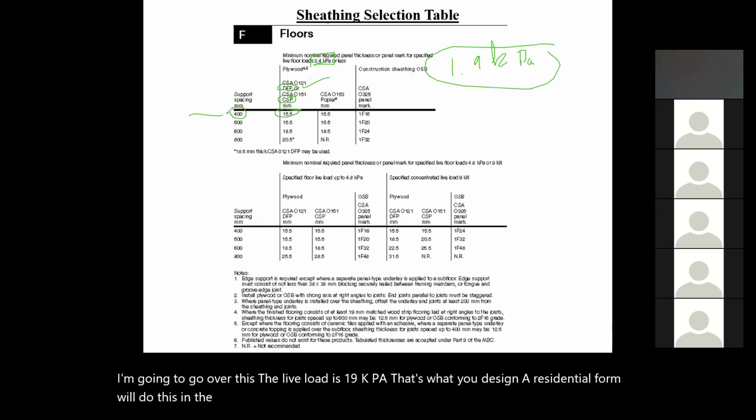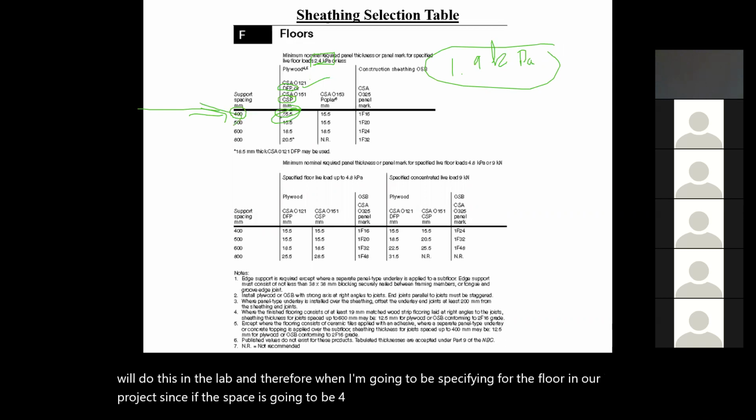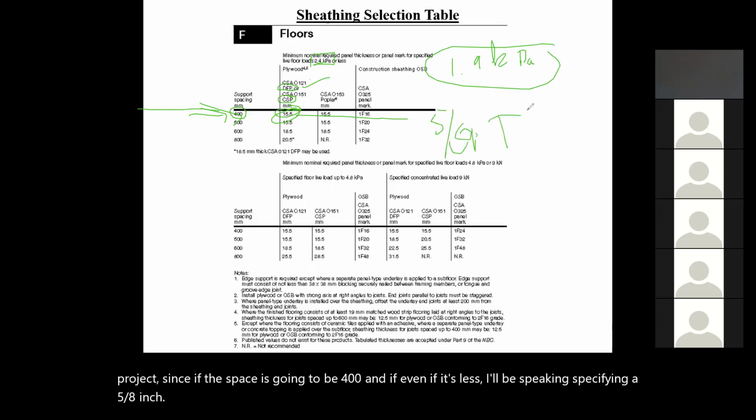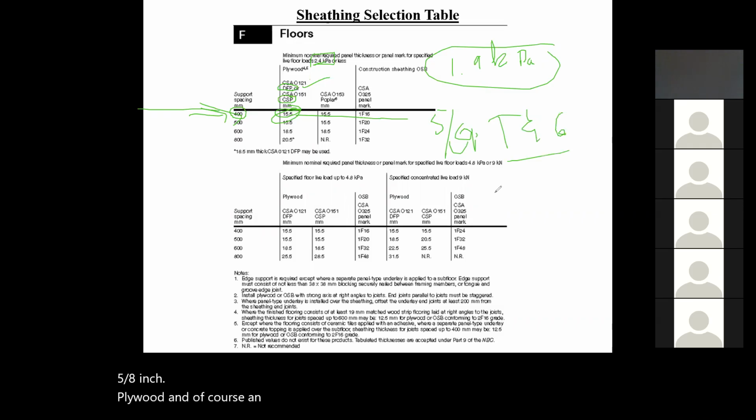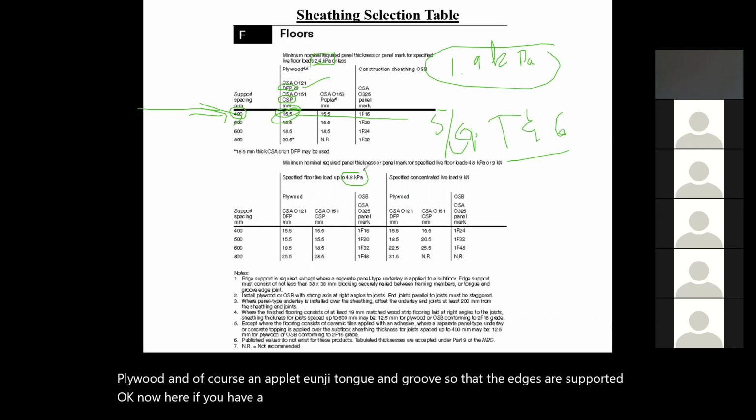And therefore, what I'm going to be specifying for the floor in our project, since the spacing is going to be 400, and even if it's less, I'll be specifying a 5/8 inch plywood, and of course I'm going to put T&G tongue and groove so that the edges are supported. Now here, if you have a 4.8 load, in other words, 100 pounds per square foot, isn't this amazing?